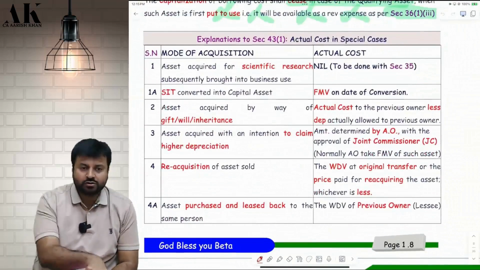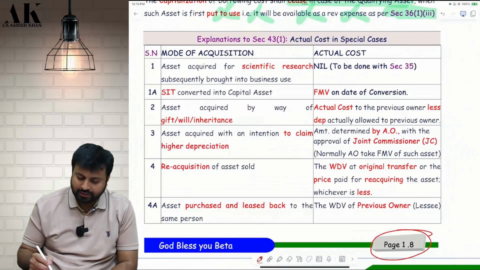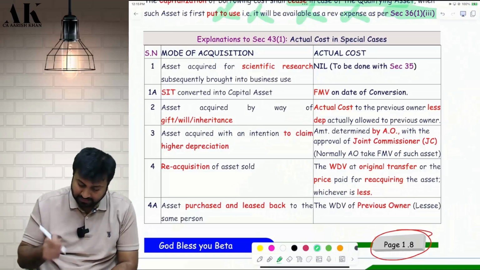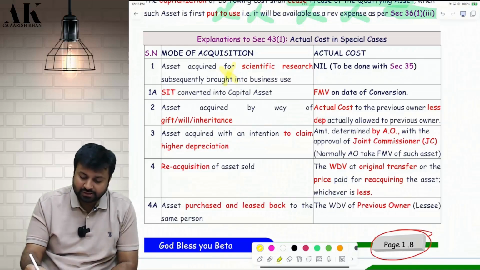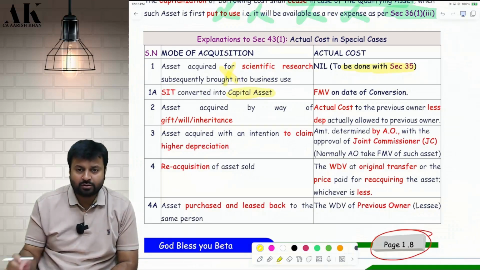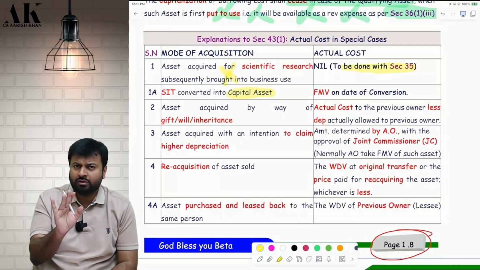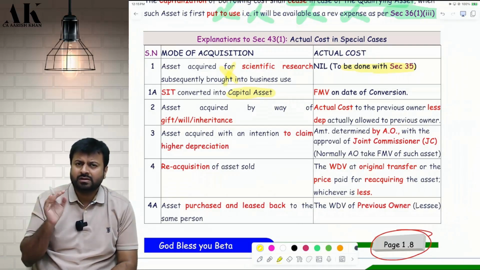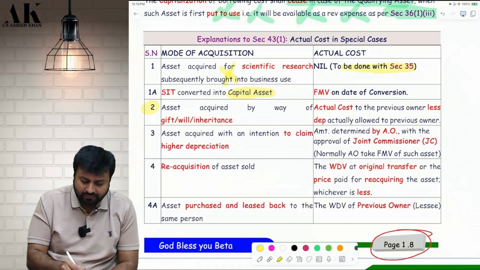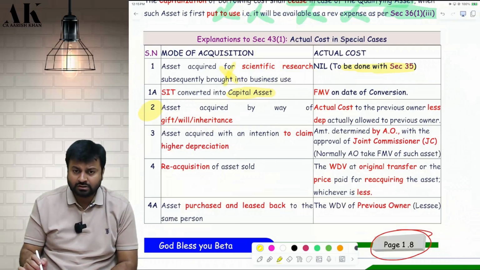So you can see this over here in your book, page number 1.8 in your color book. The first explanation I am not doing now. I have mentioned it is to be done with section 35. Second explanation is with respect to capital asset. I will do all of them. Don't worry, you don't have to keep a count. I remember. The third one, that is explanation 2, we have done today as of now.